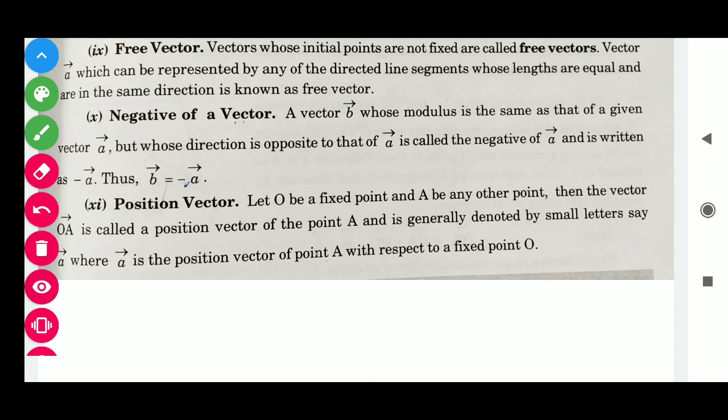So students, in this video we have discussed the basic concepts of the chapter vectors. So commit to memory the important results.